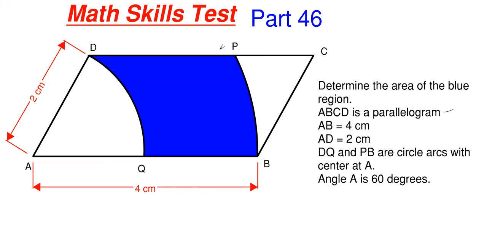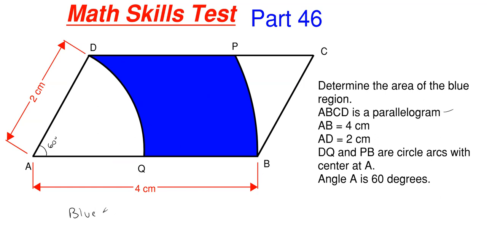DQ and PB, which are boundary lines for our blue region, are circle arcs with a center at A. And we're also told that this angle in here is 60 degrees for A.